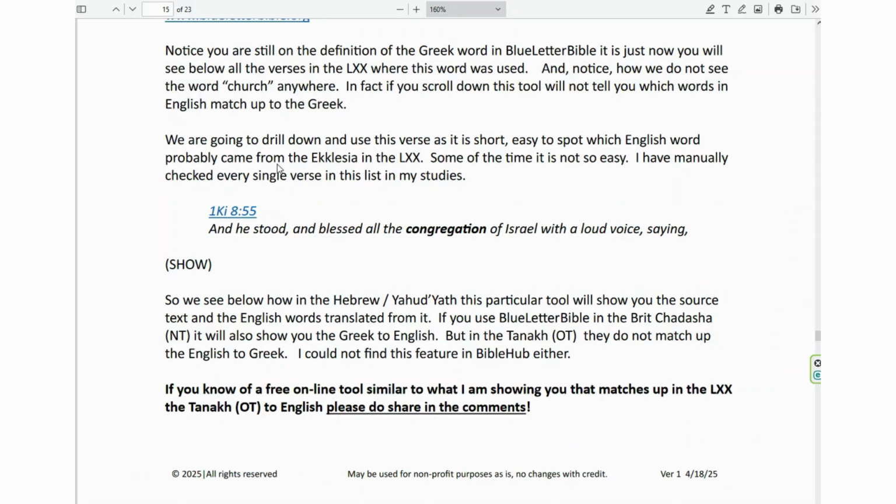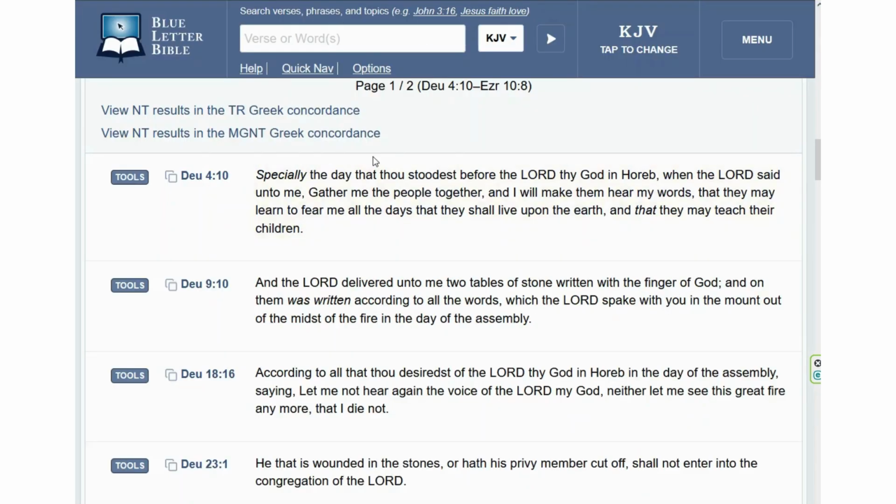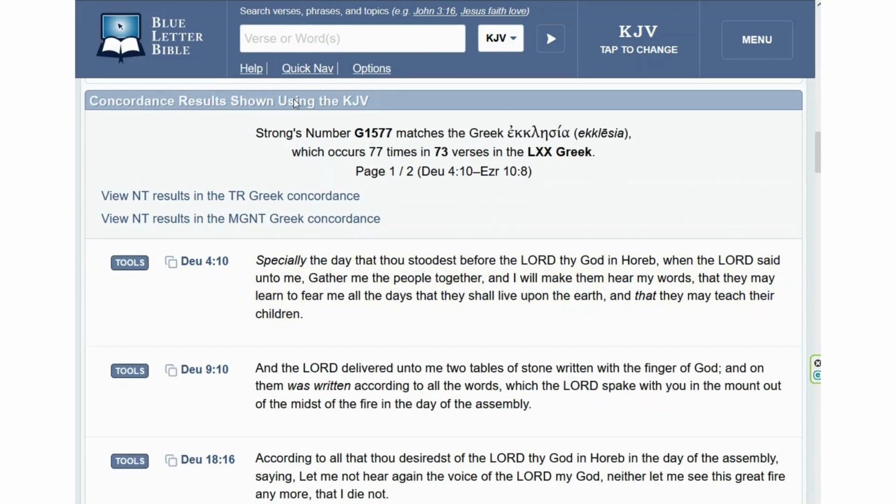Now I'm going to drill down and use this verse below, 1 Kings 8:55, because it's short and it's easy to spot which English word probably came from ecclesia, was translated from the ecclesia in the LXX. Some of the time it's really not so easy, and I have manually checked, just so you know, every single one of these results. I have checked them all by hand. Well, not by hand, but online, and it took some work to do that.